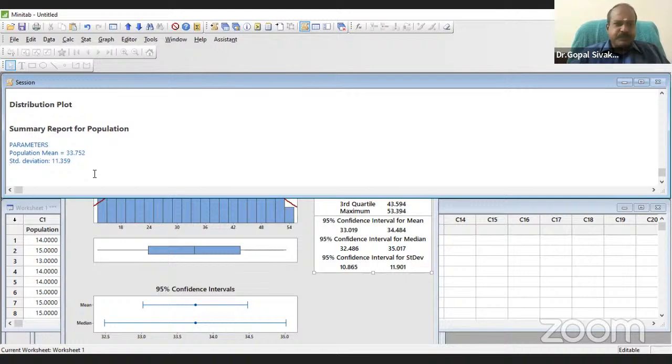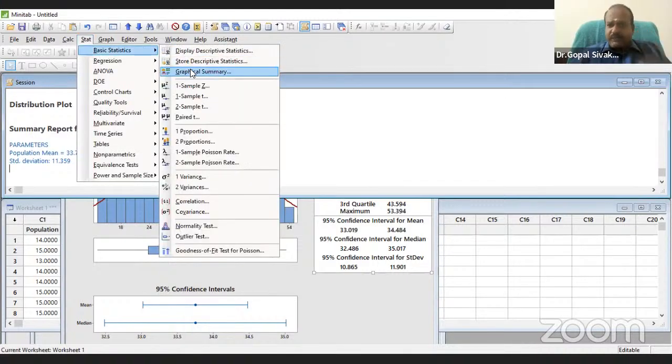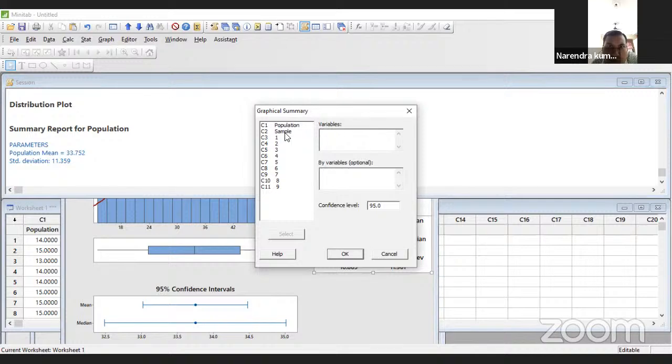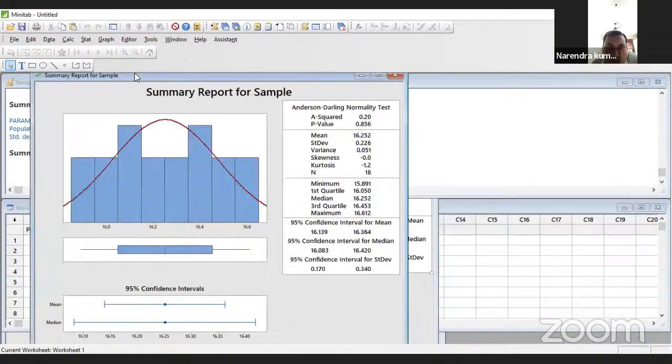And now go to Stat, Basic Statistics, Graphical Summary. Now take column number 2. Remove this population. Take column number 2 and click OK. Do you see a distribution here?